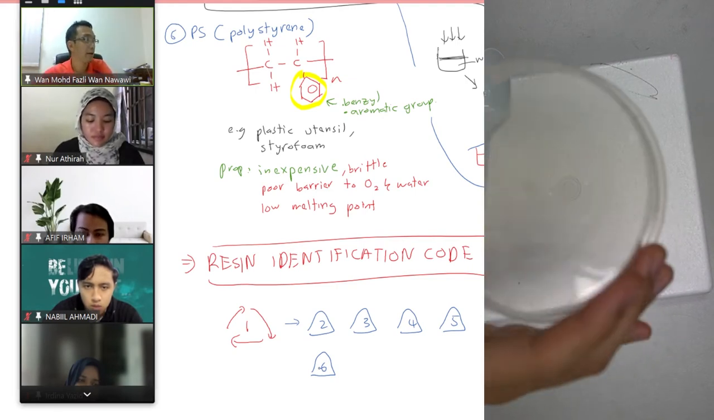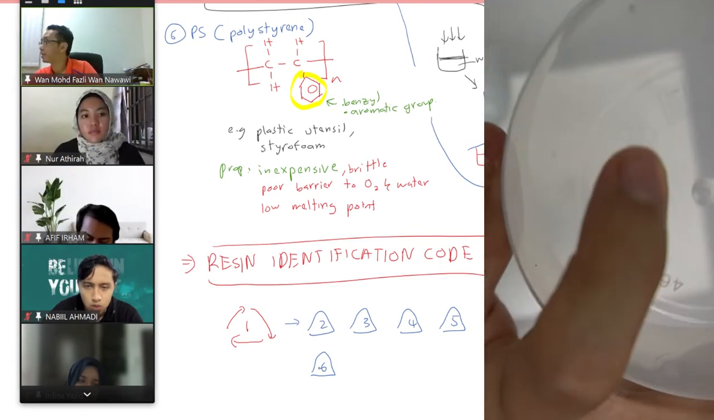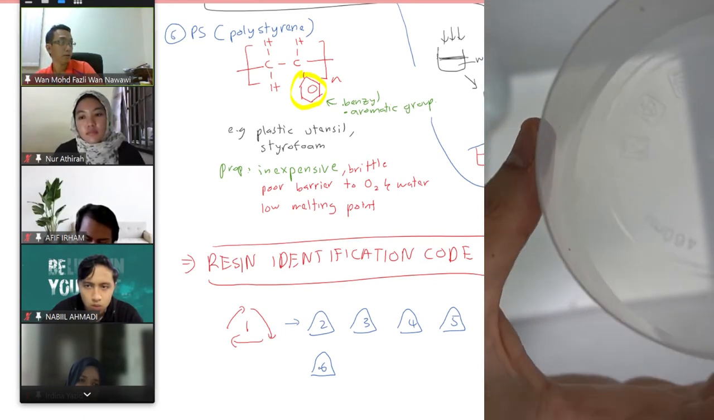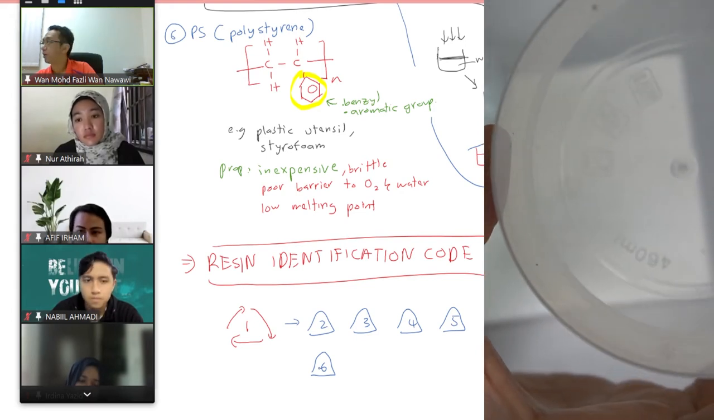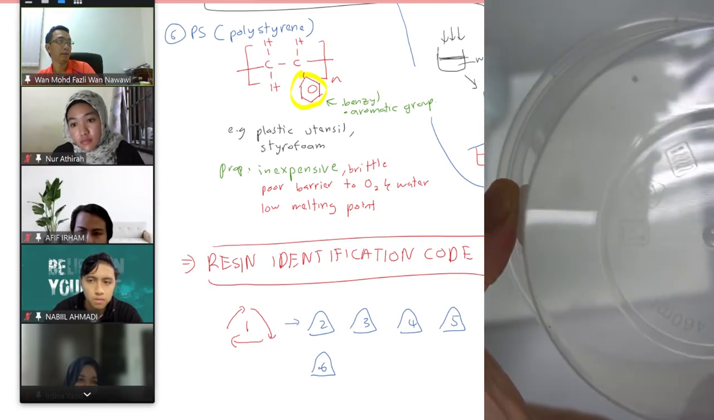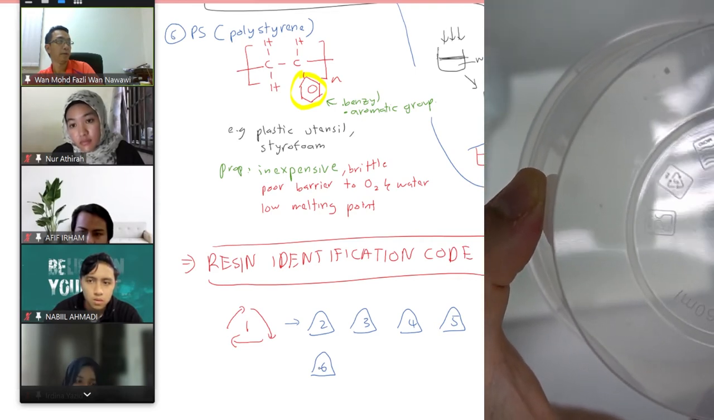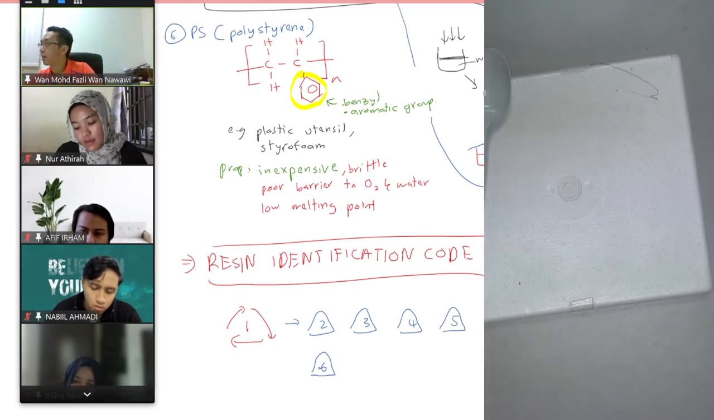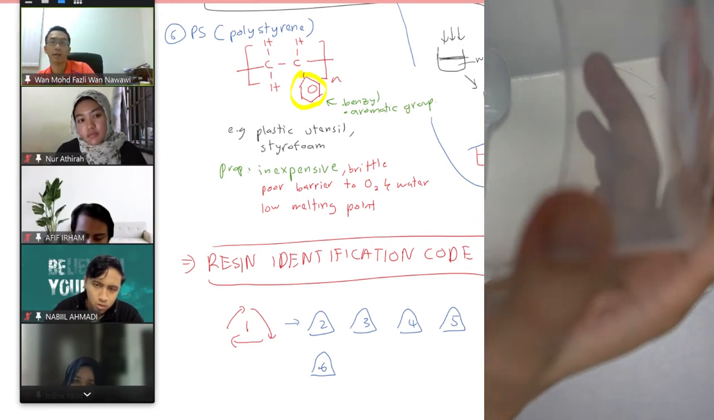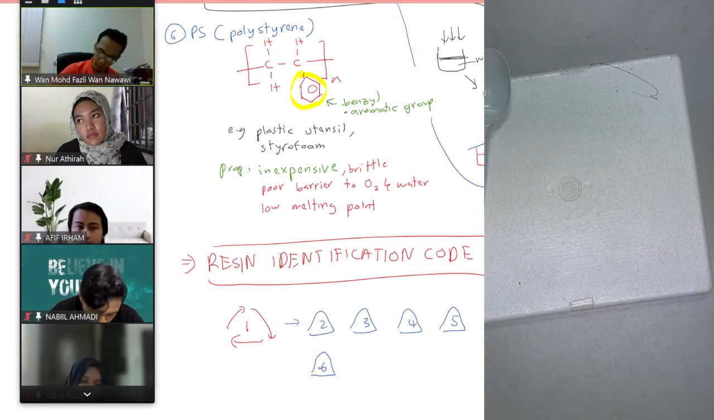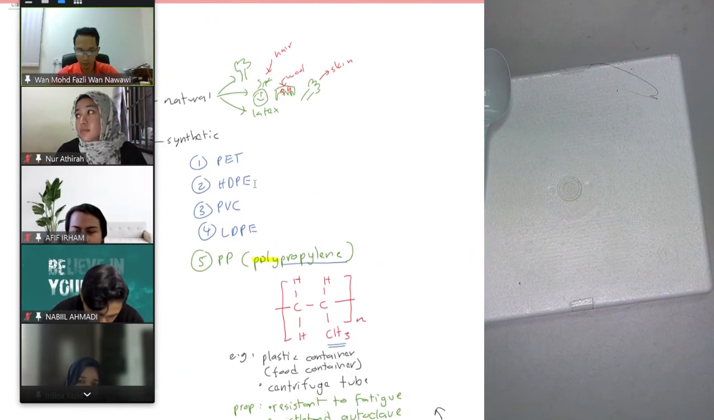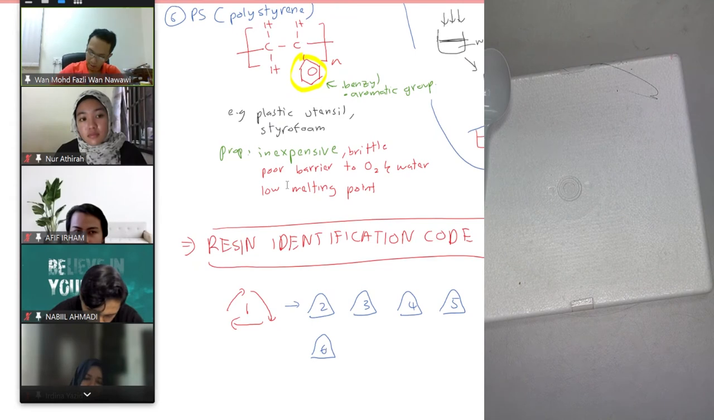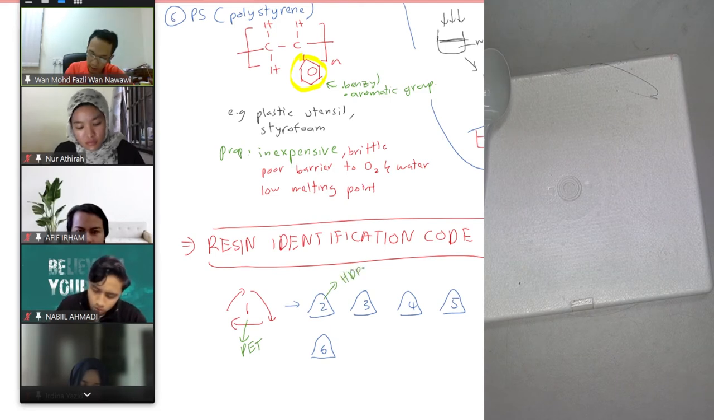So for example here, underneath, I don't know whether you can see or not. Because this plastic is transparent, you can see that triangle there. So that is PP, PP is 5. Yes, PP. If you look here, number 1 is PET. Number 1 is normally for PET, and 2 is basically for HDPE.